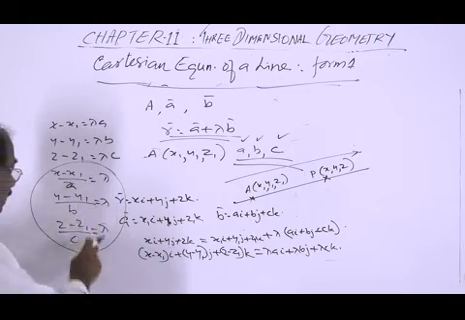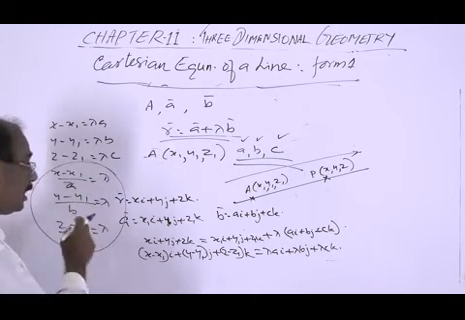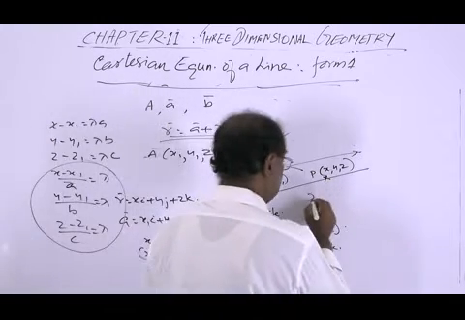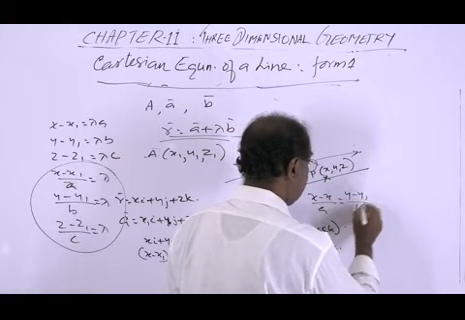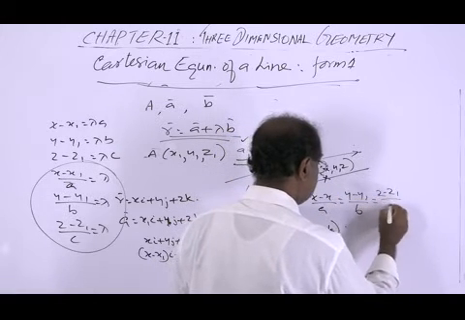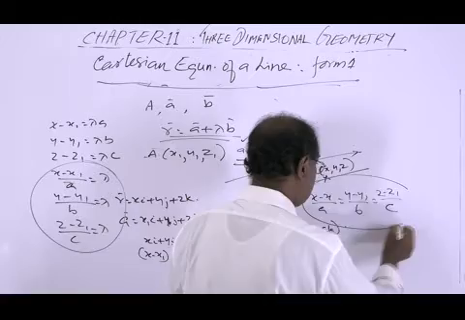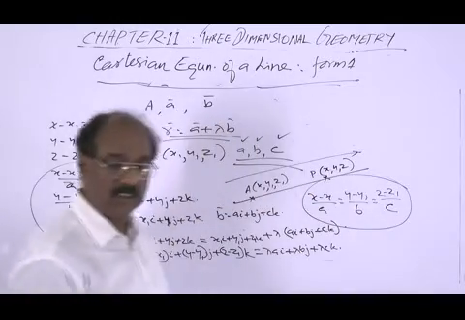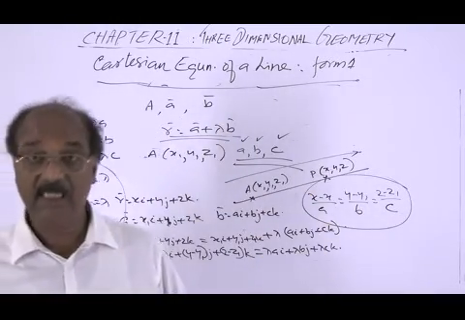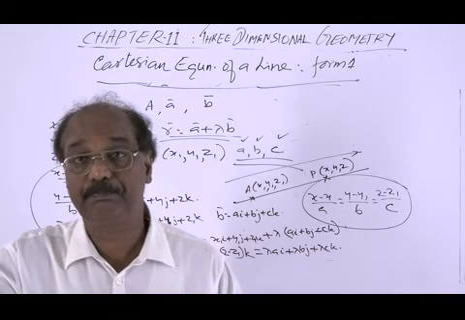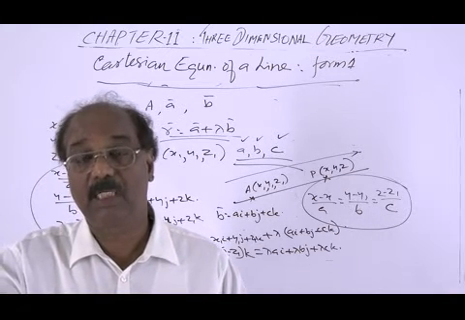And this shows that each fraction is equal to this lambda. This shows that (x minus x1) by a is equal to (y minus y1) by b is equal to (z minus z1) by c. And this is the equation of the line in the Cartesian form. Cartesian equation.